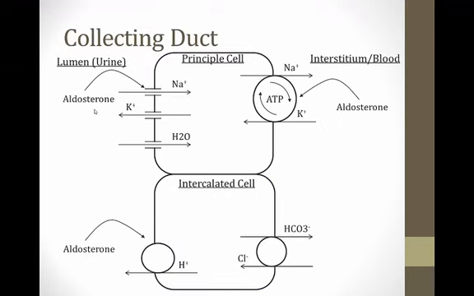In the collecting duct, aldosterone has a number of effects. It's going to promote the resorption of sodium and the excretion of potassium, but also in the intercalated cells, it promotes the excretion of hydrogen atoms, and this is also part of what leads to the contraction alkalosis.